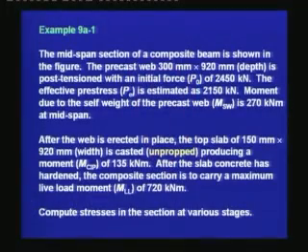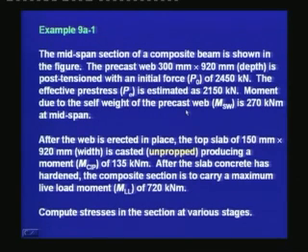Let us now understand the analysis of a composite section by the help of an example. The mid-span section of a composite beam is shown in the figure, which is to follow in the next slide. The precast web 300 millimeter times 920 millimeter in depth is post-tensioned with an initial force P0 of 2450 kilonewtons. The effective prestress PE is estimated as 2150 kilonewtons.